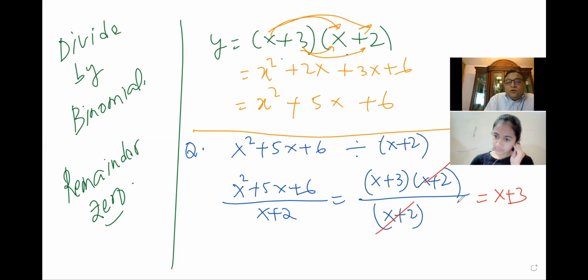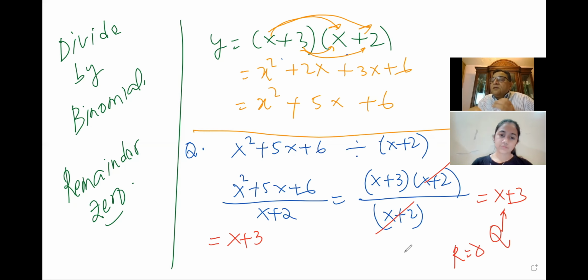So what I'm trying to show you is that this expression is equal to x plus 3, correct? Yes. Remainder 0. So this is the quotient, and the remainder equals 0. Do you see that? Because that is the meaning of factor, correct? The remainder should be 0, right? Yes. So what we have seen here is that when you divide, you get this expression.